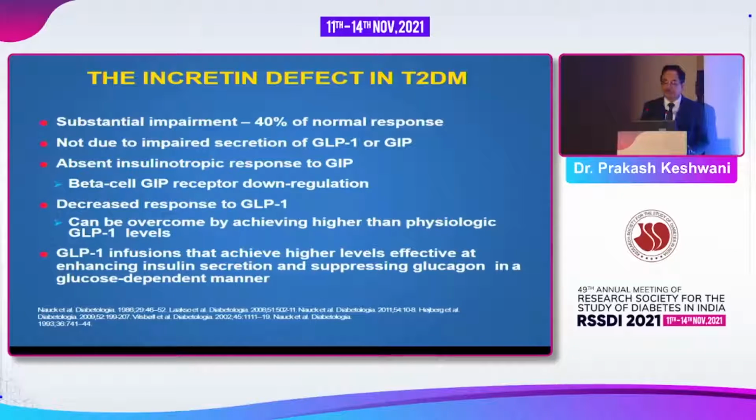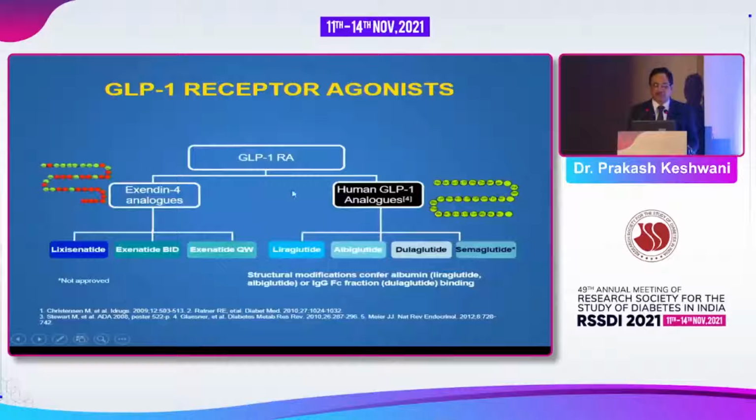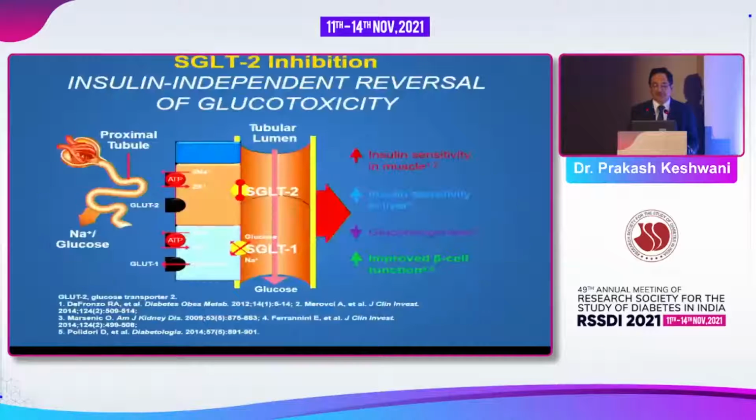and it was found that there is a substantial impairment, of around 40% of the normal incretin response, in patients who develop diabetes. For this, a number of therapies were produced, including injectable therapies in the form of GLP-1 receptor analogs, and DPP-4 inhibitors, which are available as oral tablets. These are the new classes of drugs, and at present we have a number of GLP-1 receptor analogs available for the treatment of diabetic patients. We will not go into much detail of all these.